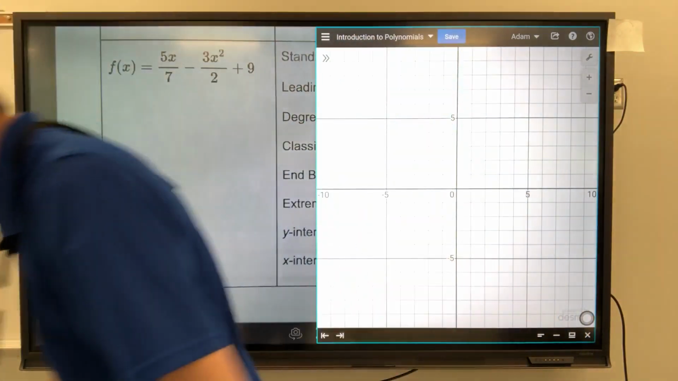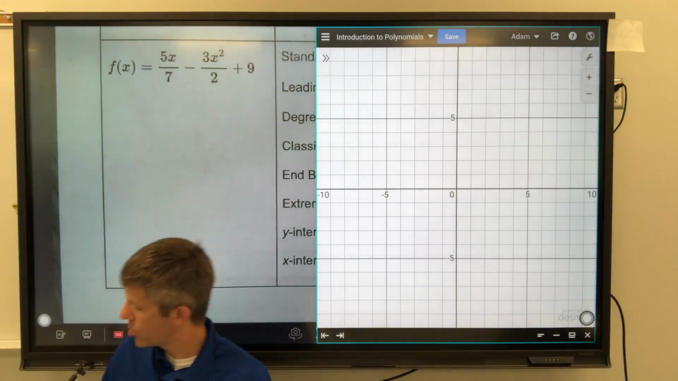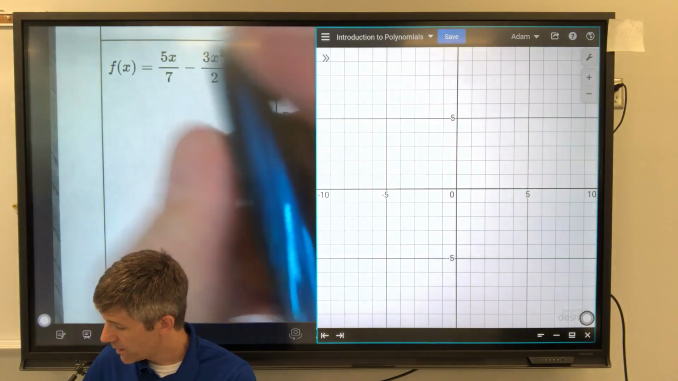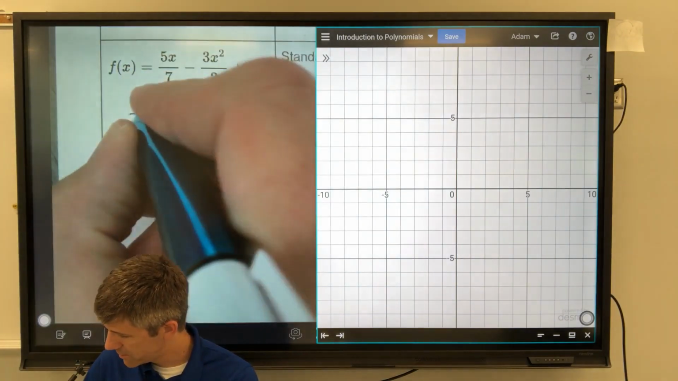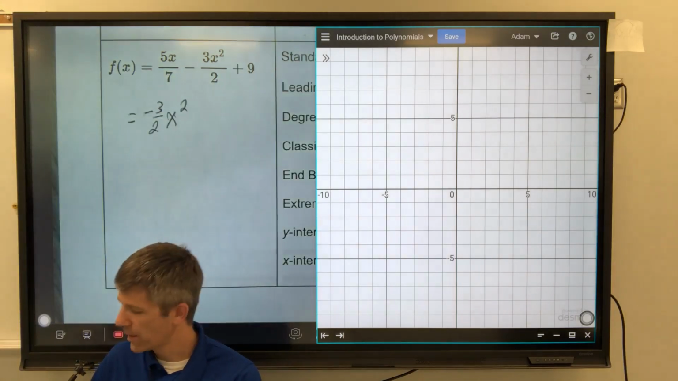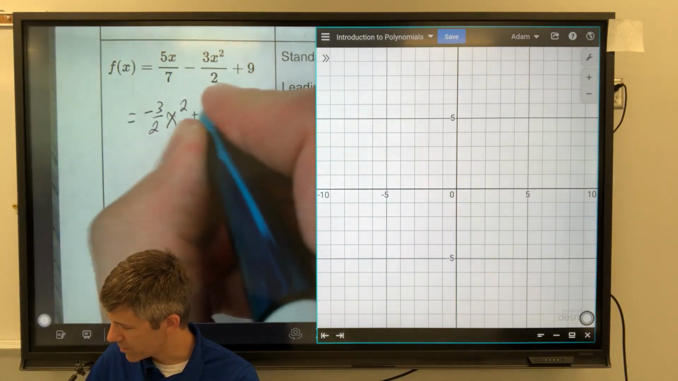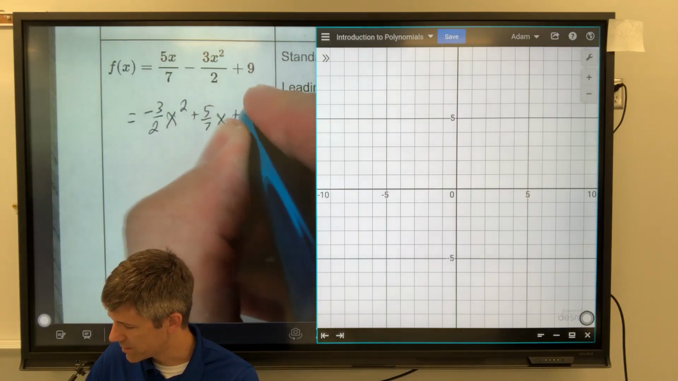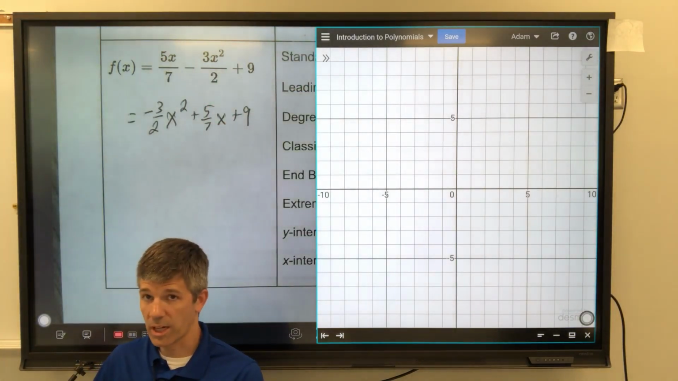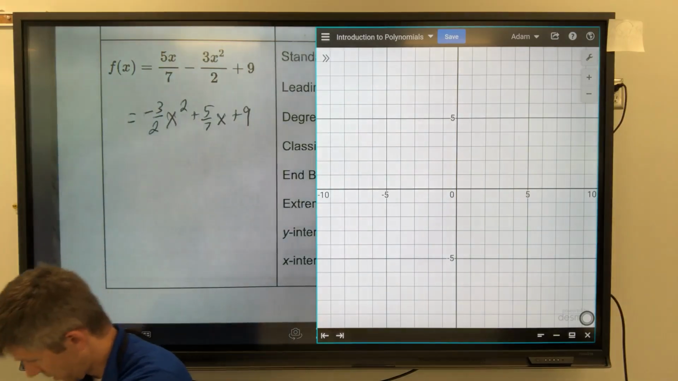Now, as we do that, I want to point out something here. You could just go ahead and say, well, you know what, this x squared that's in the numerator, I'm going to bring it down. So negative 3/2 x squared. Totally okay, you can do that. And then you're going to have plus 5 over 7x and then plus 9. So that's what we're dealing with. That is standard form. So we're going to come over here on the side where it says standard form, and that's what we're going to write.